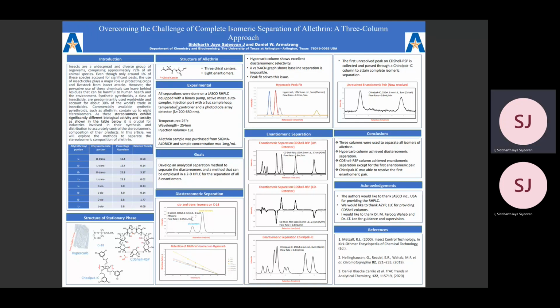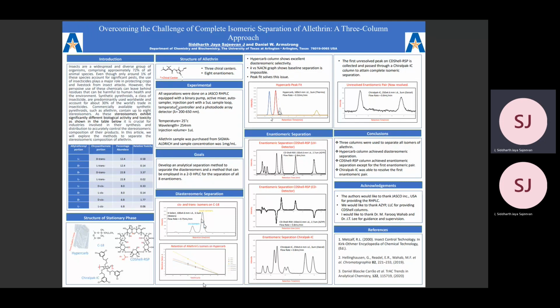A plot of retention factor k versus percentage acetonitrile showed that baseline separation is not possible in a reasonable time frame. So, peak fit software was used to show the baseline and find the concentration.